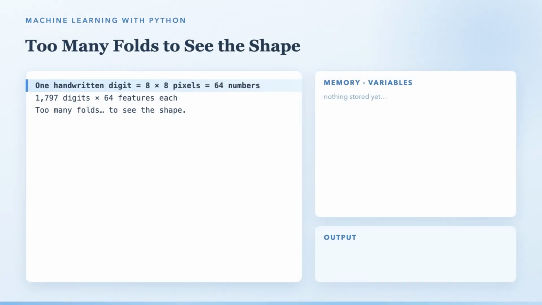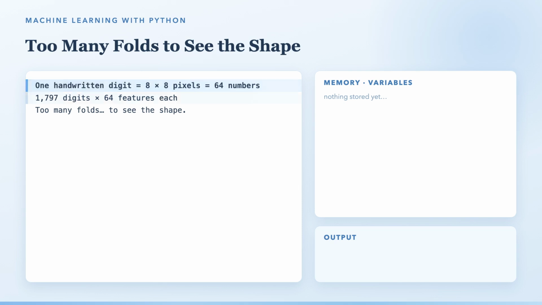Here is a handwritten 3, just 8 little rows of 8 little squares. Watch what happens when we unfold it. 64 paper squares, 64 numbers. That's what the computer sees, not a 3, a strip. And we don't have 1 digit, we have 1,797. The hall fills up, strip after strip after strip.